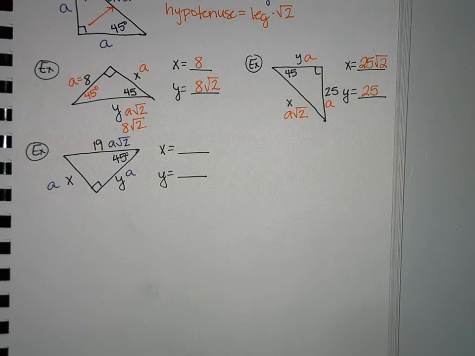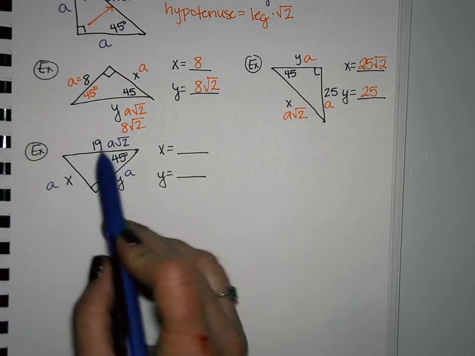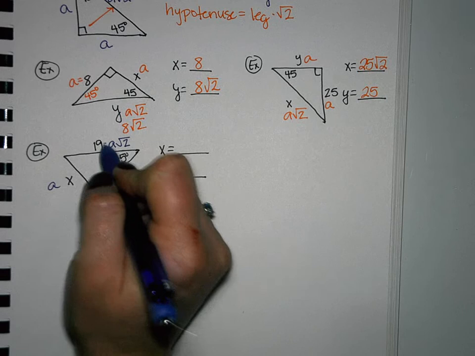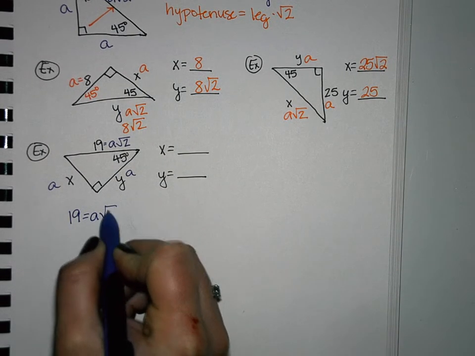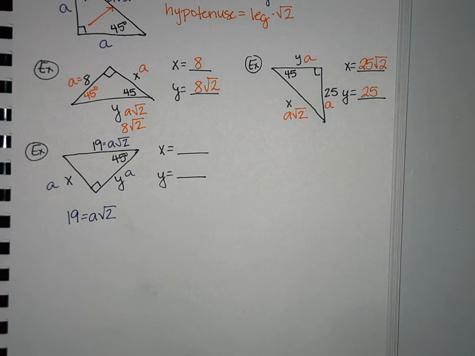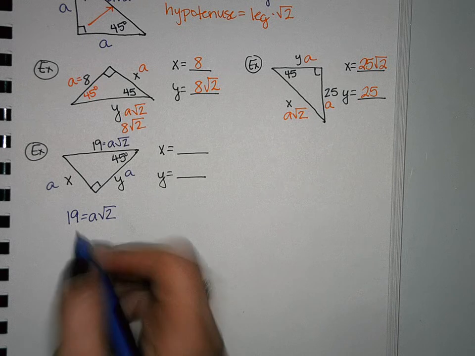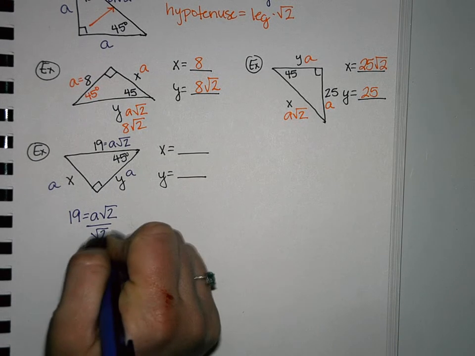Okay, so with this one, it might not be quite as easy to figure out x and y because we don't know what either of the legs are. The previous two that we had done, we knew at least one of the legs. So when all you know is the hypotenuse, we're going to take the hypotenuse and set it equal to a root 2, the piece that it's supposed to equal in the pattern, and we're going to solve for a. So how do we solve for a? Divide both sides by the square root of 2.